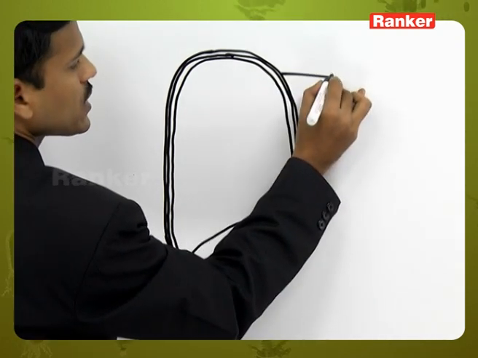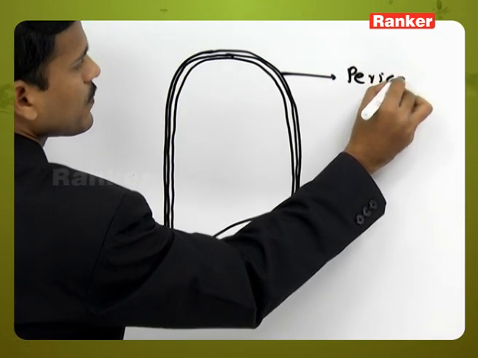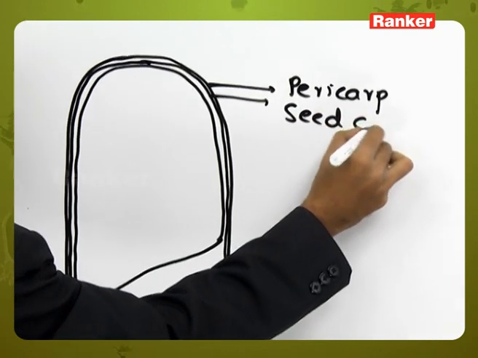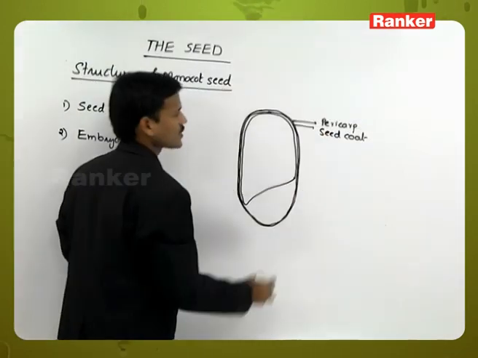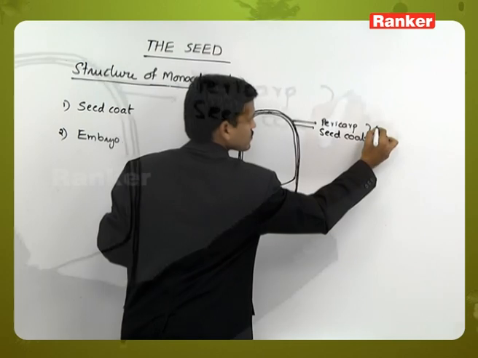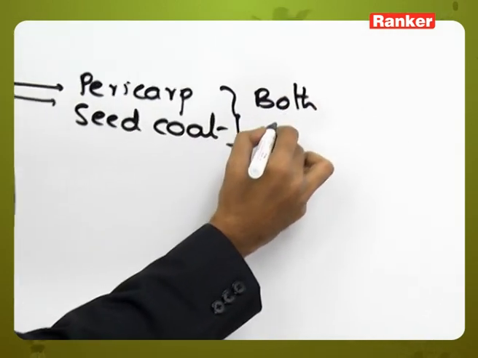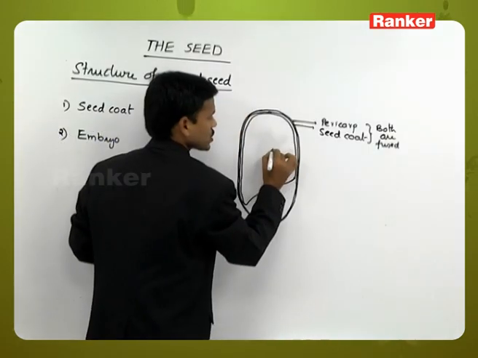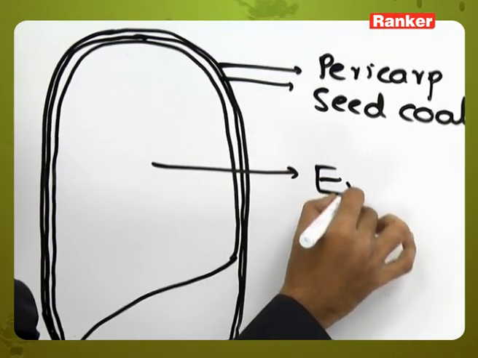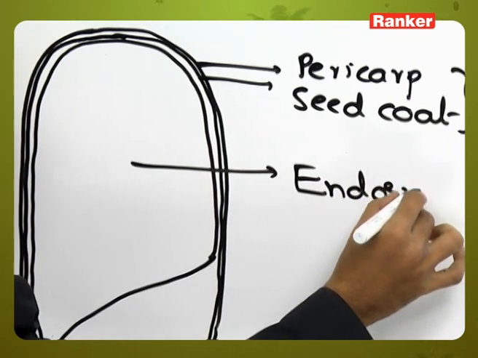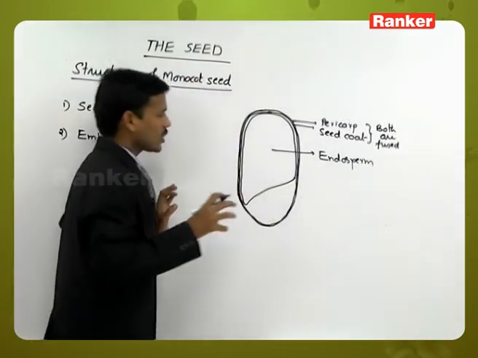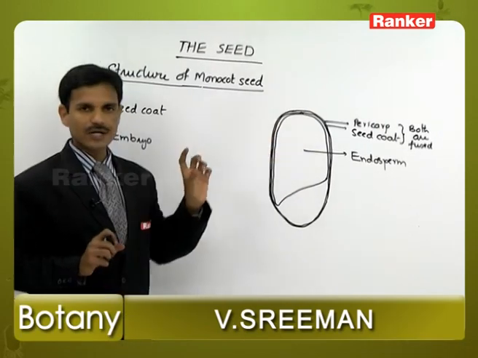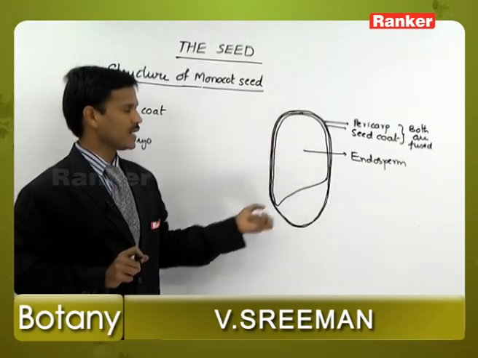So the outer layer is pericarp. Here is the seed coat. Both are fused. The major portion is endosperm. So in monocot seeds, the endosperm is occupying the major part and it is nutritious, storing food material.